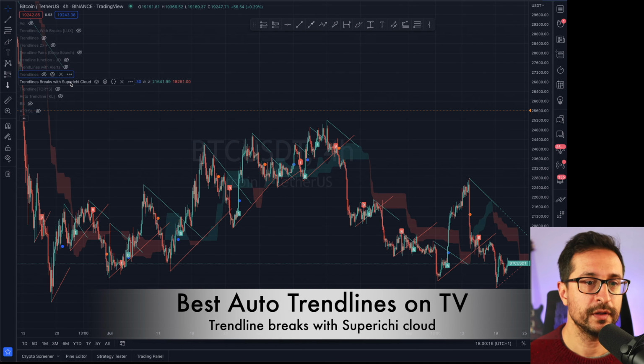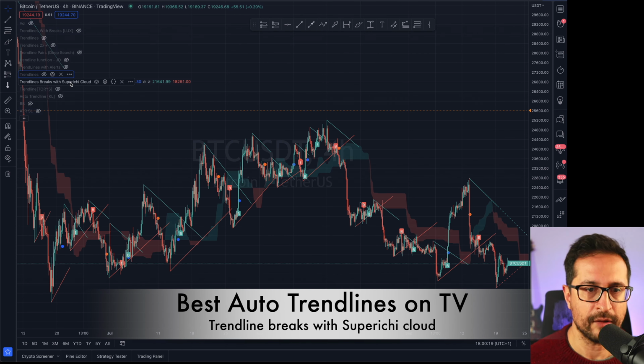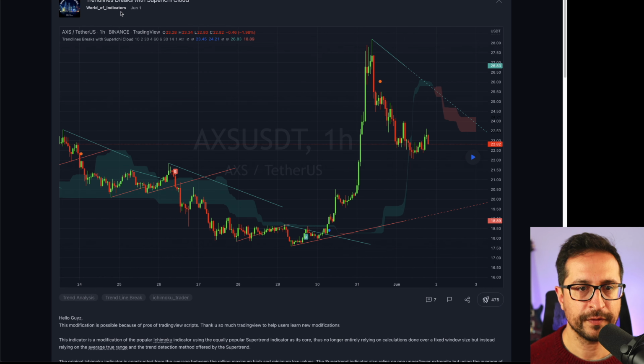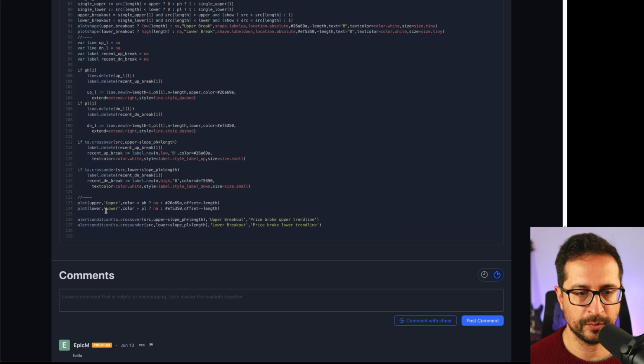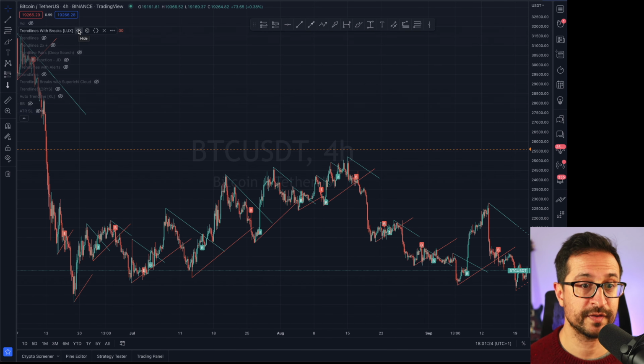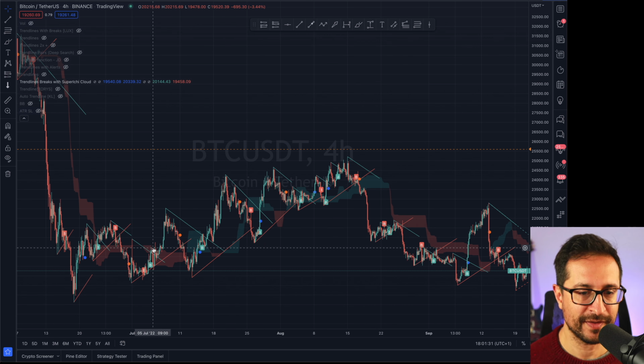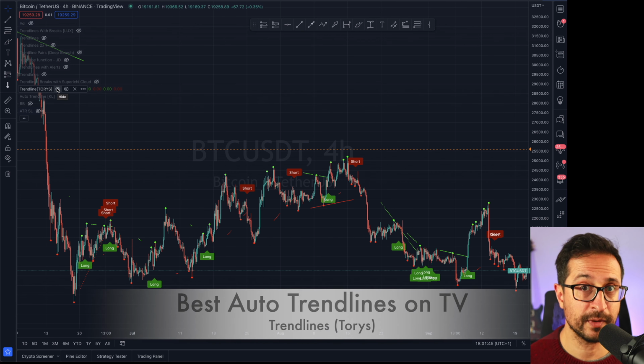The next one is called Trendlines Breaks with Superichi Cloud. It's built by World of Indicators. It's getting to 500 likes. It's open source and it supports alerts. It seems to be just a copy of Trendlines with Breaks from Lux, just adding a few extra things like the Ichimoku Cloud.